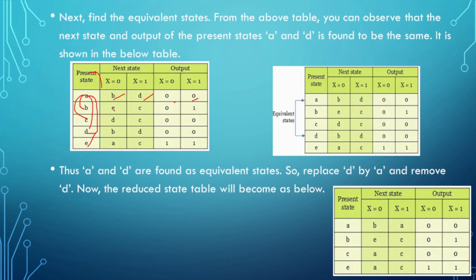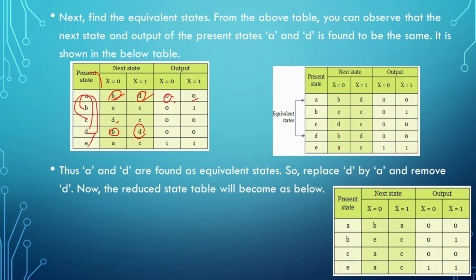For B, E, there will be no equivalent. When compared with C, the first is B and here is D, so there will be no equivalent. Then compare with D. When x equals 0, the next state of A is B, here also B, here D and here D.